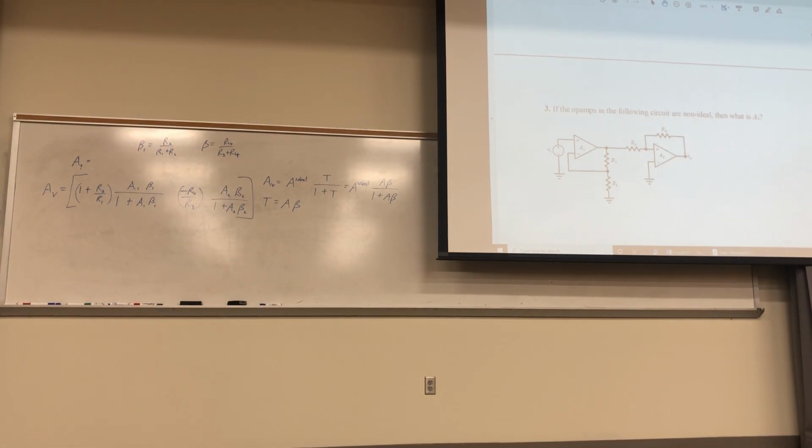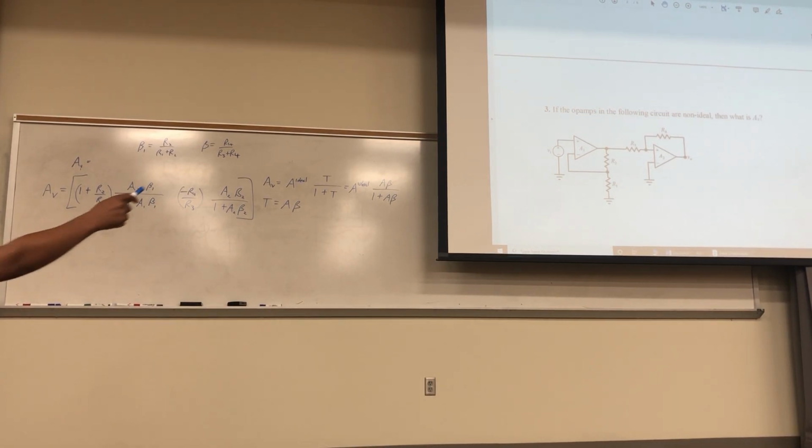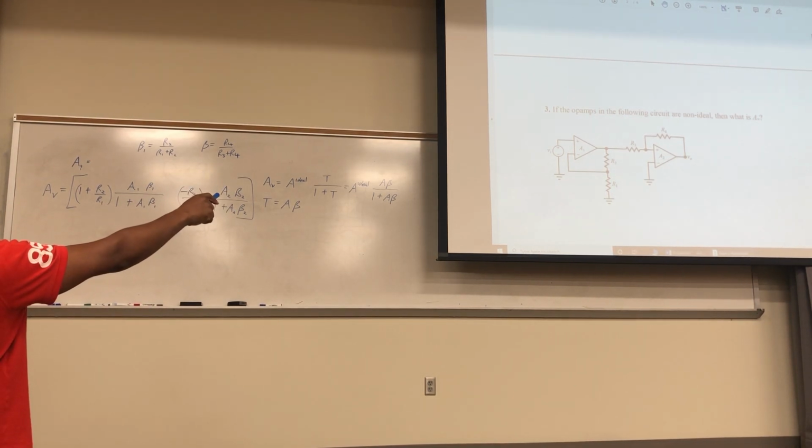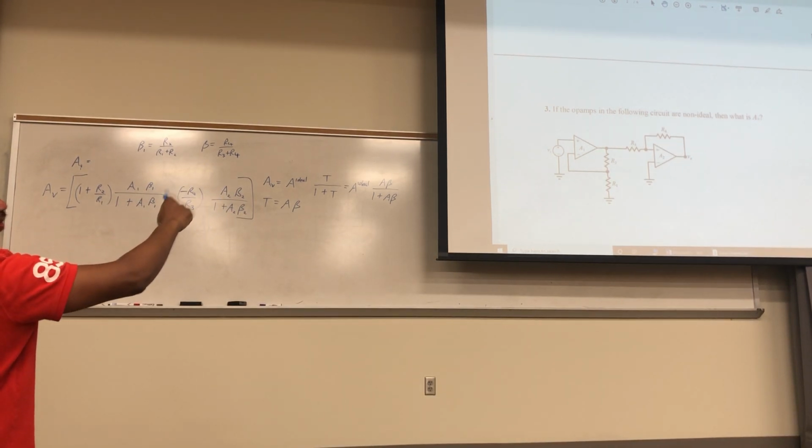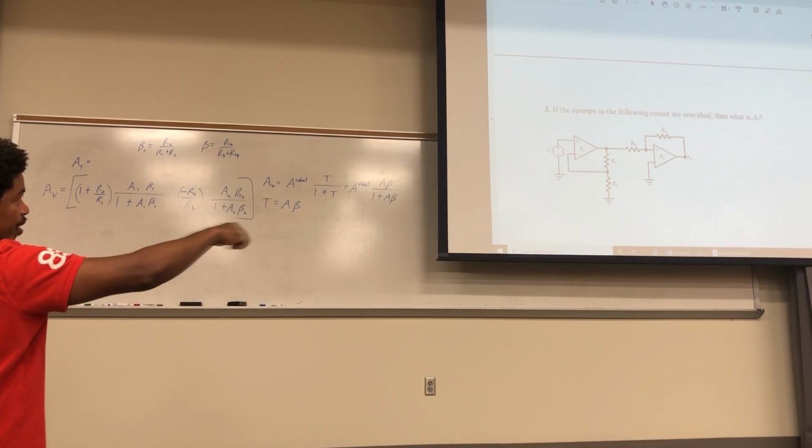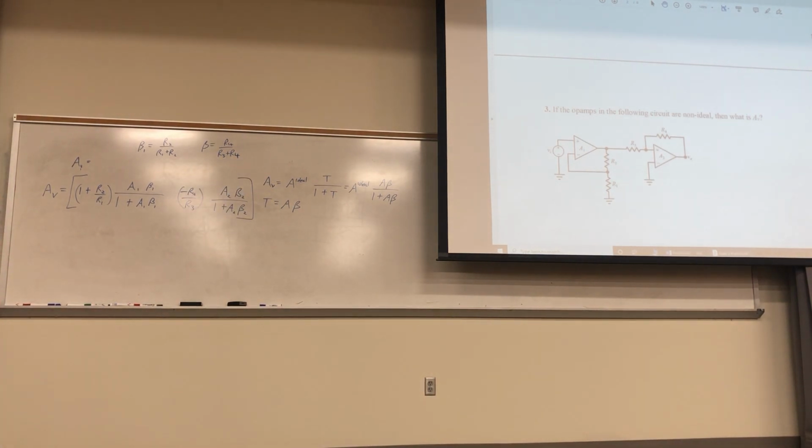Yes? For the overall, do you multiply those two together? Oh yeah. That whole thing is all multiplied together. So it's like gain times gain. First you have the gain of your first op amp, and whatever that gain is, that's going to feed into the next one, and then you're going to get another gain. So everything's being multiplied together there.